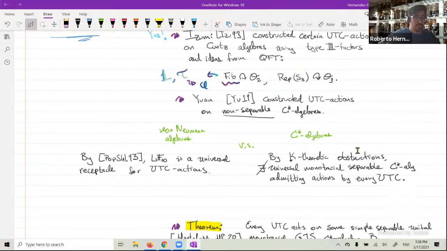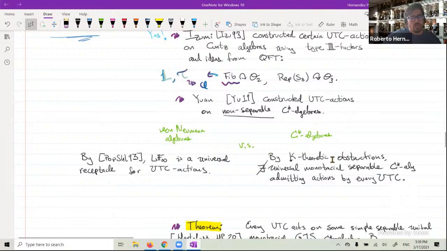So you can ask the question, for instance, is there a universal receptacle for actions of unitary tensor categories, but now on the C-star algebra side? Well, the answer is no. There are K-theoretic obstructions that just don't allow for it. It's just impossible to have that. And particularly, you would want a monotracial, separable, and unital C-star algebra, somehow resembling factors. So such an algebra is too small to fit symmetries coming from all unitary tensor categories. There are too many unitary tensor categories. So such a universality result here just wouldn't hold.